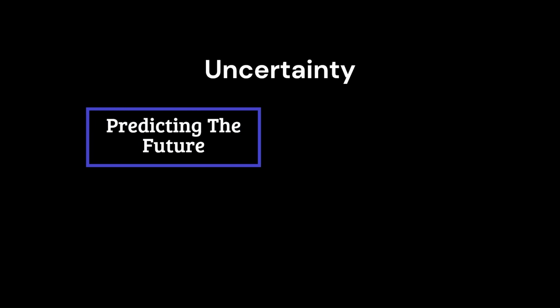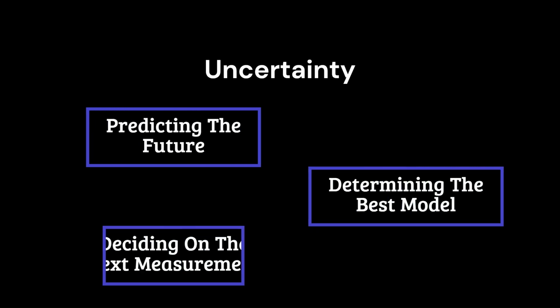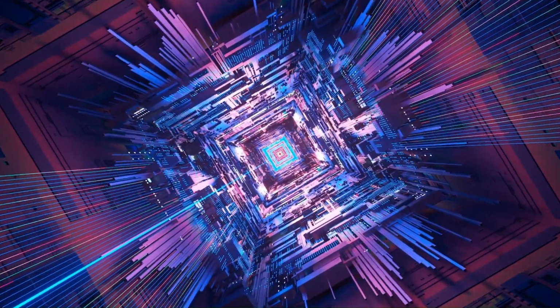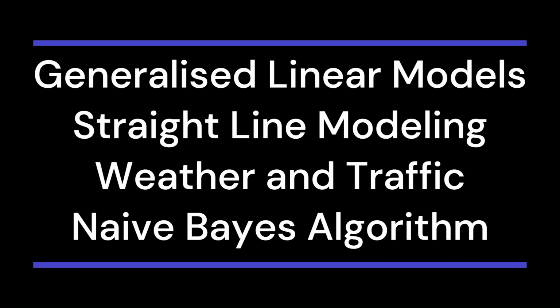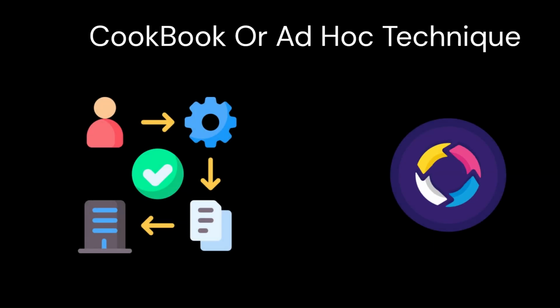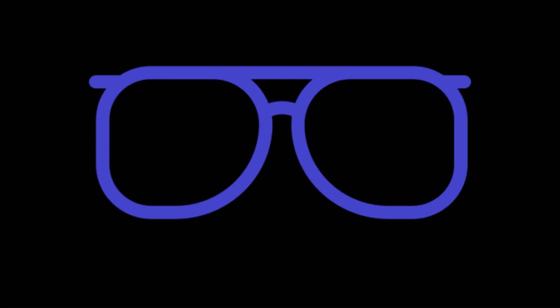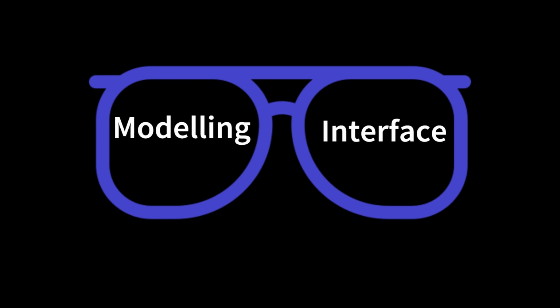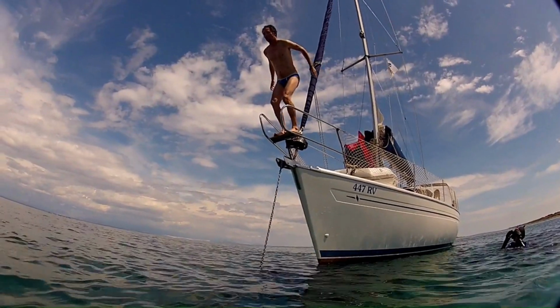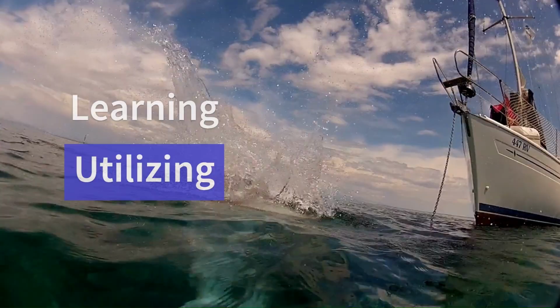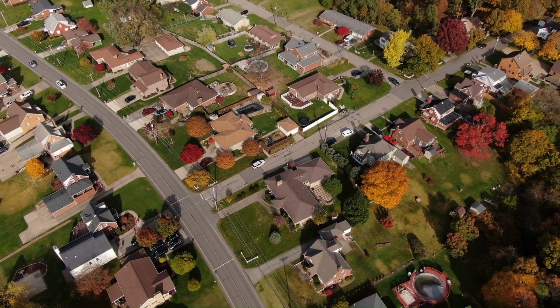In the realm of machine learning, uncertainty takes many forms. Whether it's predicting the future, determining the best model, or deciding on the next measurement, probability theory guides us through the maze of uncertainty. In this video series, you will learn a wide array of probabilistic models suitable for diverse data and tasks. It's not about a cookbook or an ad hoc technique, but rather a unified view of the field through the lens of probabilistic modeling and inference. We'll deep dive into various algorithms for learning and utilizing these models, providing you a comprehensive understanding of the landscape.